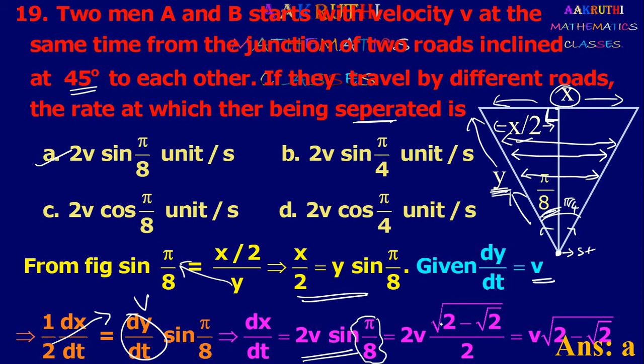So that is sine of 22 and half. Sine of 22 and half is root of 2 minus root 2 divided by 2. So here the 2 gets cancelled, so we get v into root of 2 minus root 2. So this is the sine 22 and half value.